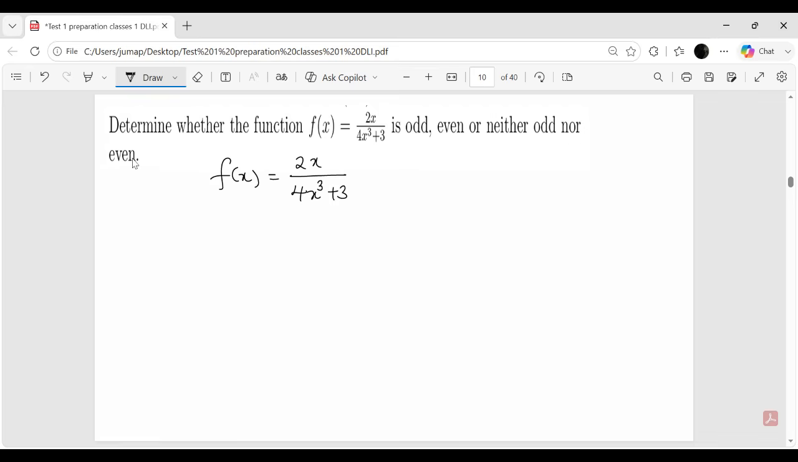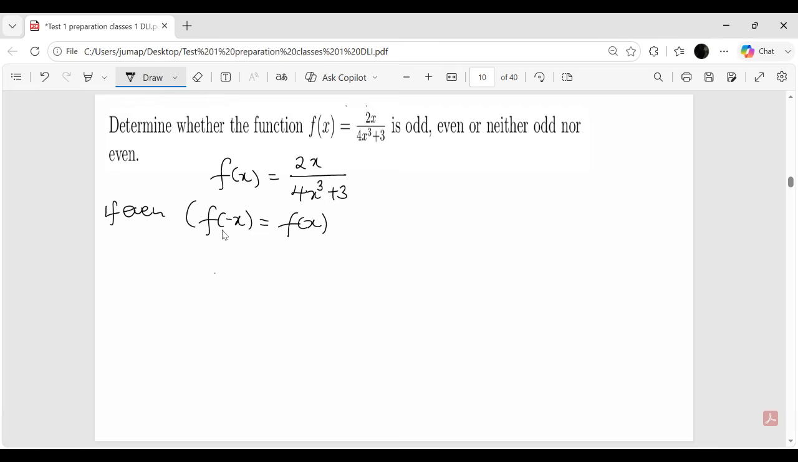When you're determining whether a function is odd, even, or neither, I like to start with even. If a function is even, it means that f of negative x must be equal to f of x. I already have my f of x, which is equal to this.